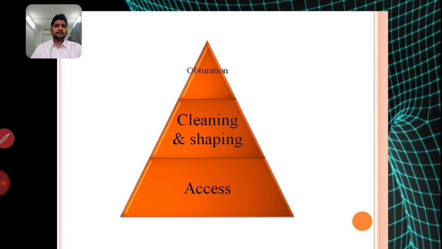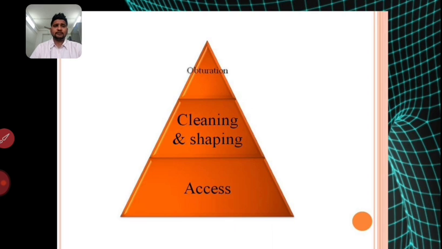So if you see this triangle which I made, then the base is access. That means if your access cavity is good, your cleaning and shaping becomes easier. If your cleaning and shaping is good, your obturation becomes easier. So this is the thing.